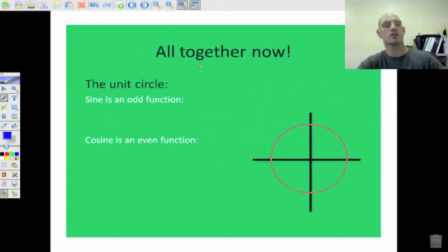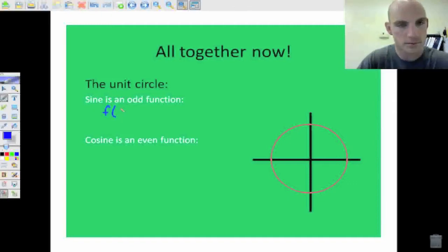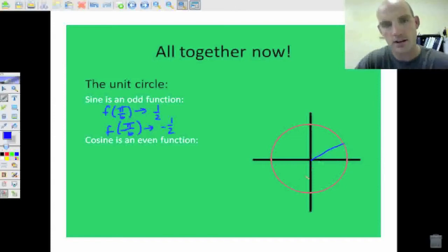In our cosine and sine, we're going to put this all together now with trig. Sine is an odd function because look at this. If I put in f of pi over 6, watch what I get out. I get 1/2. Okay? But if I put in f of negative pi over 6, I get out a negative 1/2. So I've got opposite signed y values here. So if I draw my pi over 6 here, and I put in my negative pi over 6 here, notice what changes. So this is going to be some x, comma, 1/2. And down here I'm going to have some x, comma, negative 1/2. So when I put in opposite values, I'm going to get opposite results.